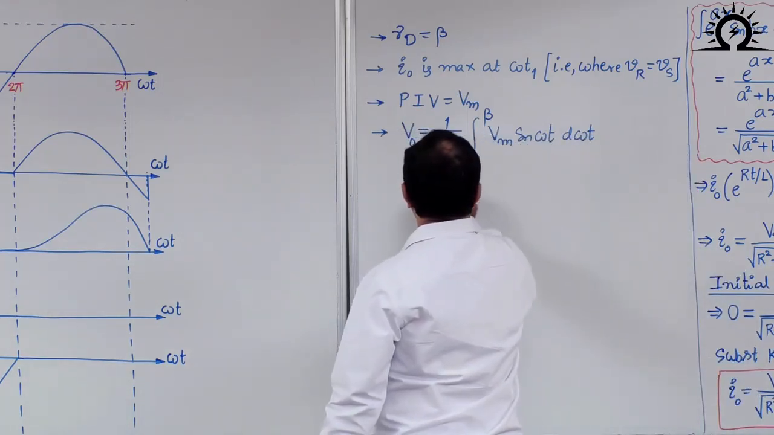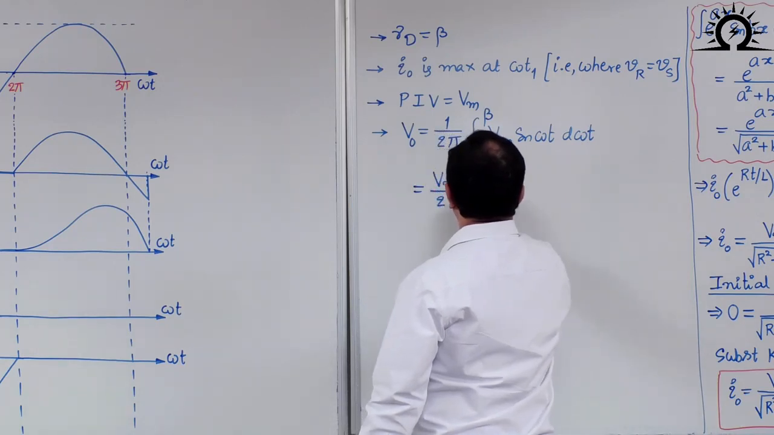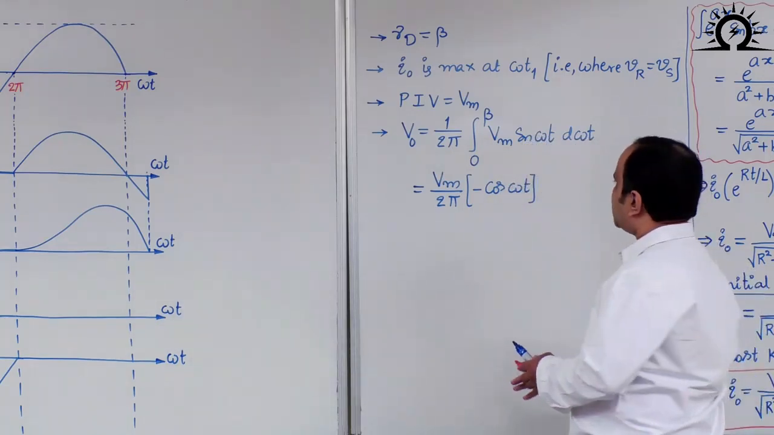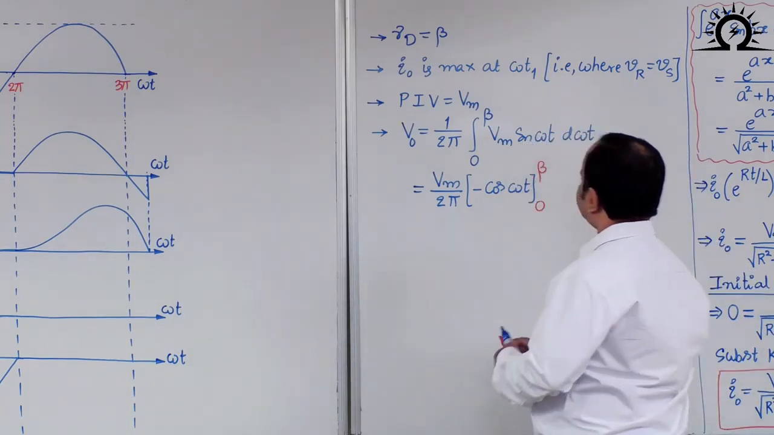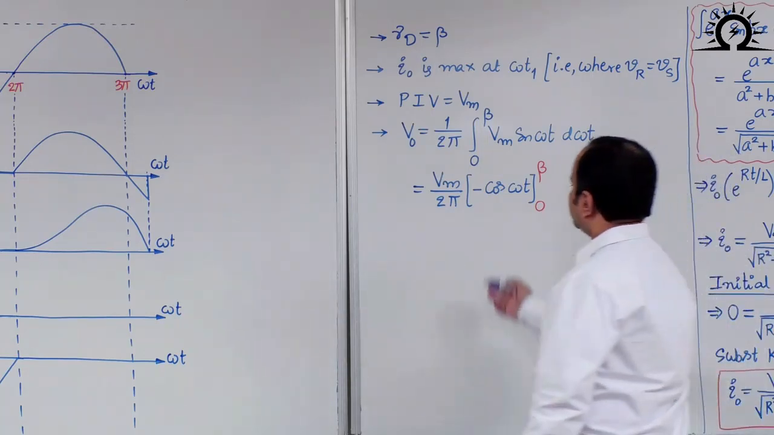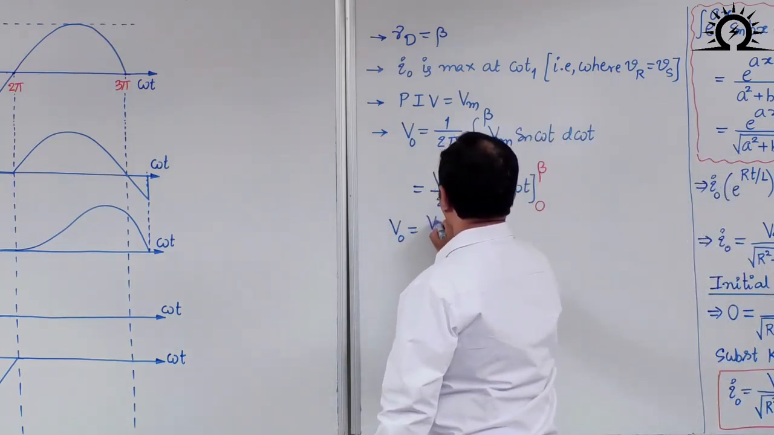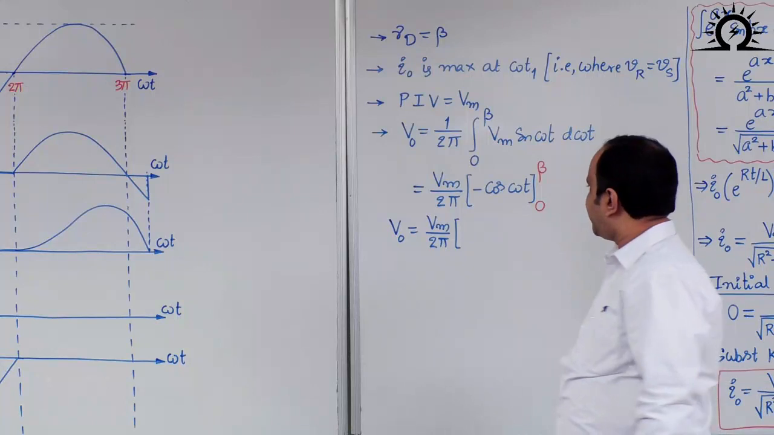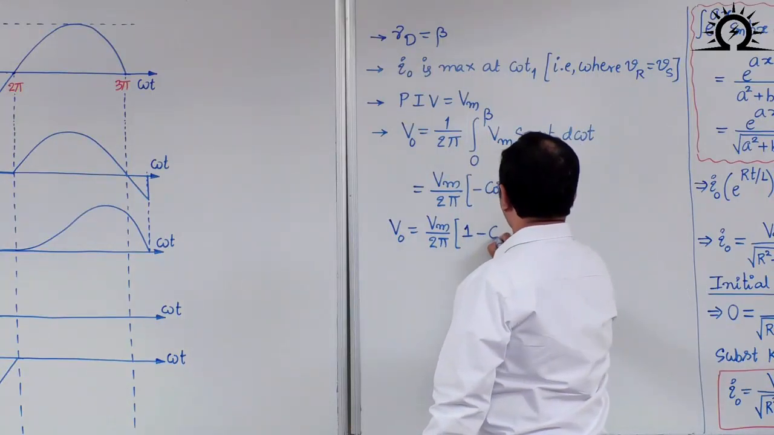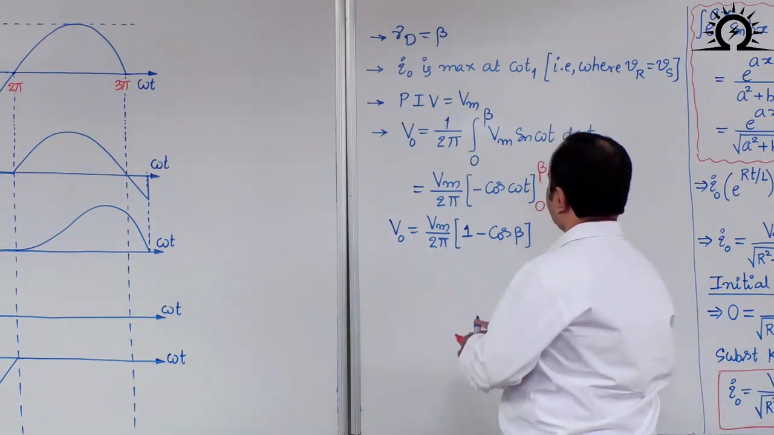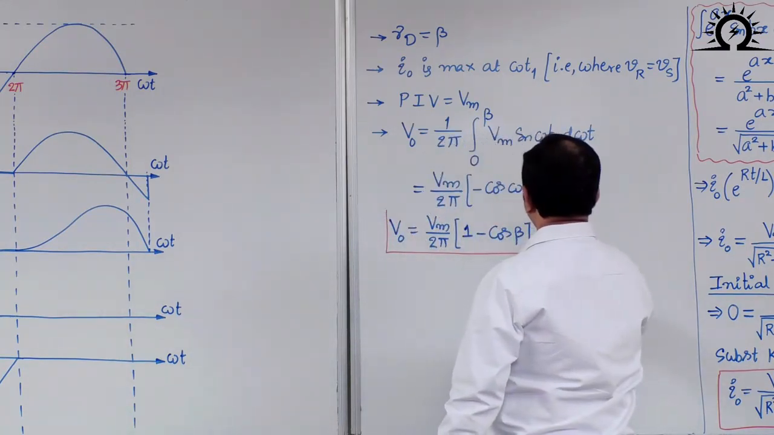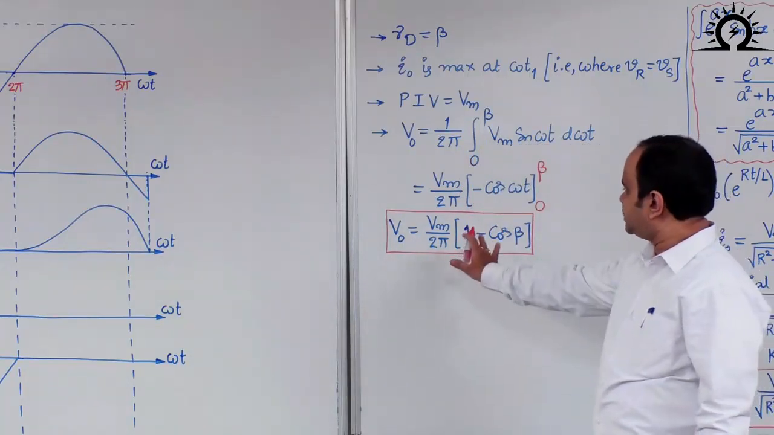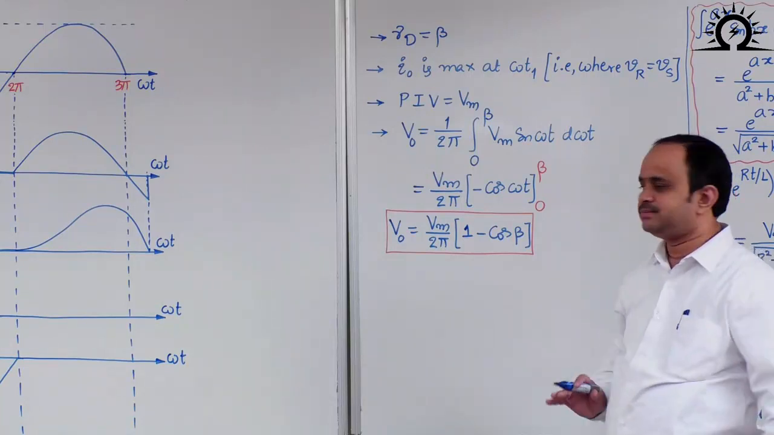So it will give you Vm by 2 pi, the integration of sin omega t is minus cos omega t, with limits from 0 to beta. If you substitute the limits, we will get V naught is equal to Vm by 2 pi multiplied with 1 minus cos beta. This is the expression for average output voltage.